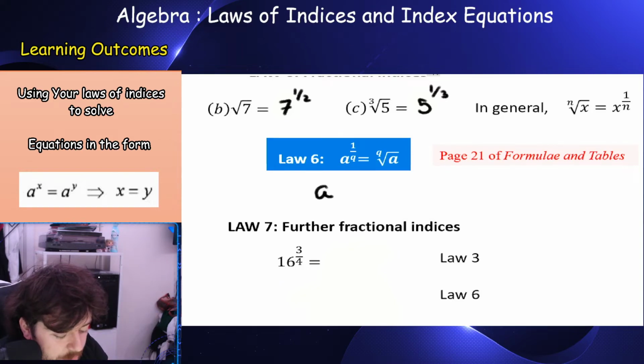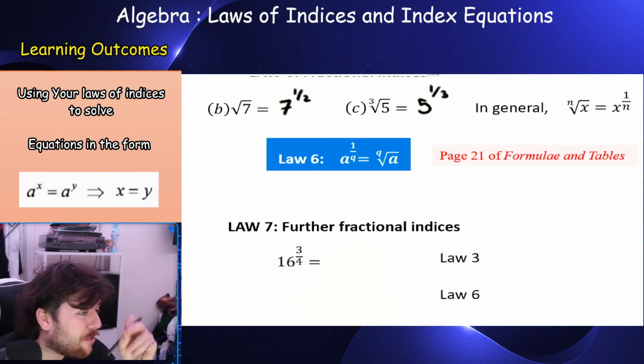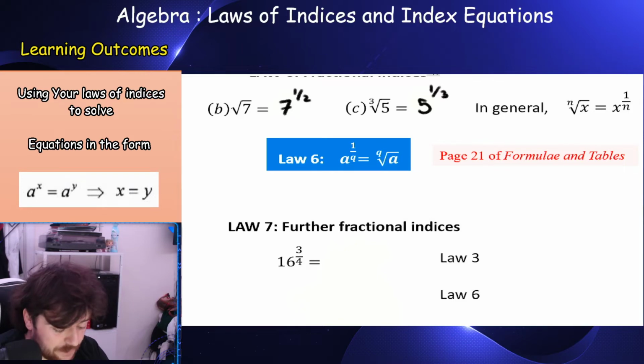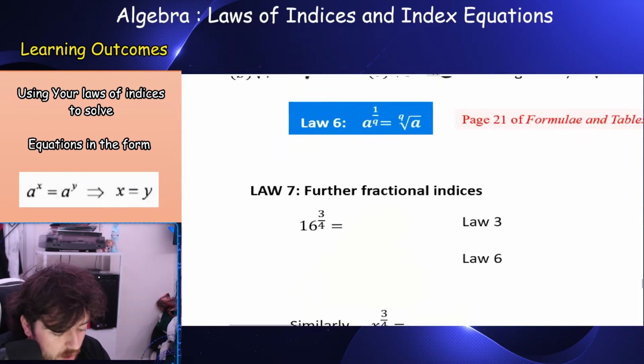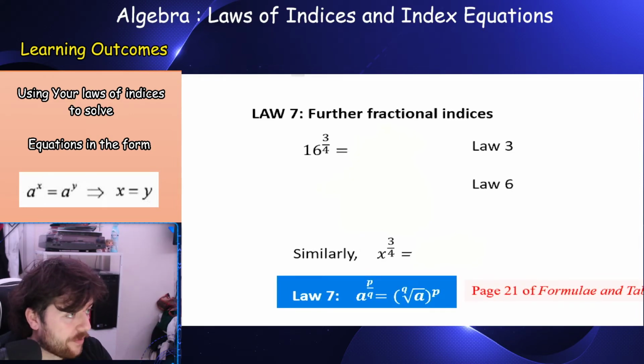So the general rule is here: a to the power of 1 over q, where q can be anything, equals the qth root of a. So anyway, you just take the q and put it outside a square root symbol. That's it. Then law 7 expands upon law 6 now.